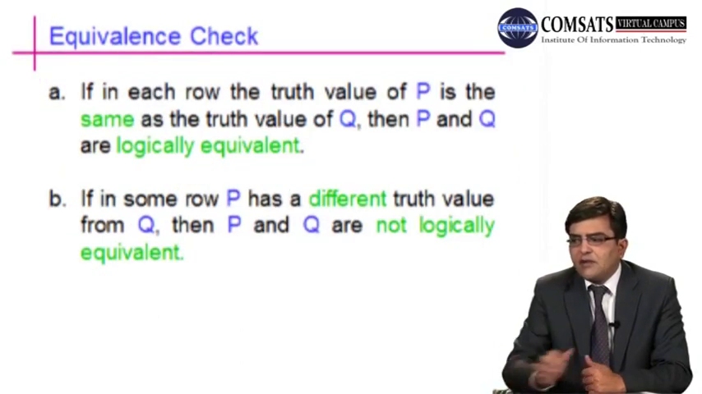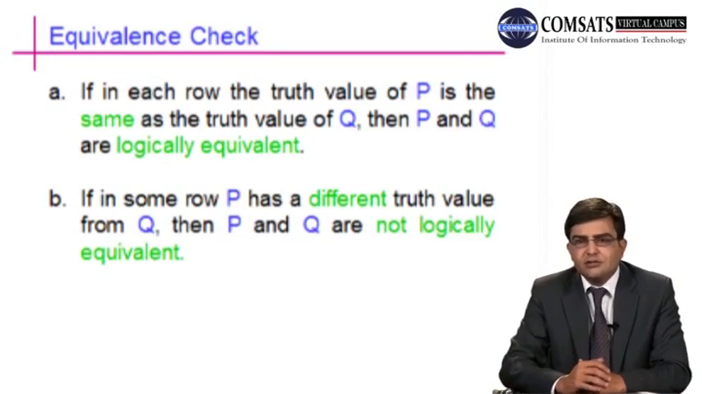And the second step is to construct the truth table for Q using the same proposition variables, and then check each combination of truth values of the proposition variables to see whether the truth value of P is the same as the truth value of Q. If in each row the truth value of P is the same as the truth value of Q, then we say that P and Q are logically equivalent. If in some row the truth values of P and Q are different, then we say that the propositions are not logically equivalent.